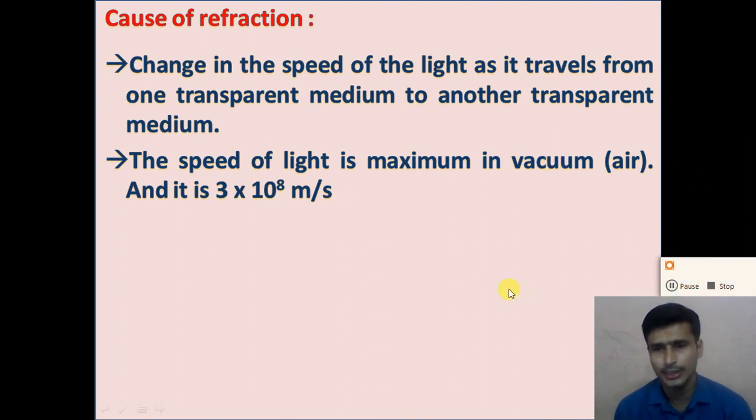So dear student, I hope that you understand this question. Explain the refraction through a rectangular glass slab, and what is the reason behind the refraction.